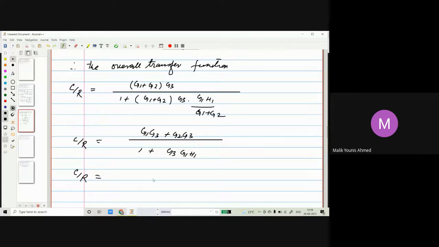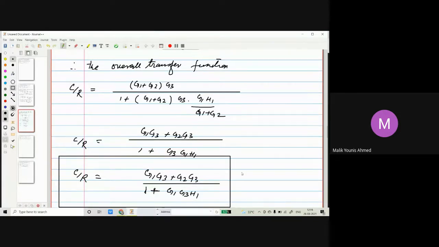We can write g1 g3 g2 g3 divided by 1 plus, ठीक है, इसको थोड़ा g1 g3 h1. So this is the overall transfer function which we can get. So I think if you know the first step, then it's very simple to find other steps.